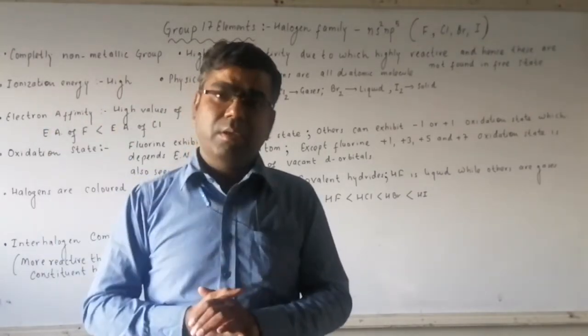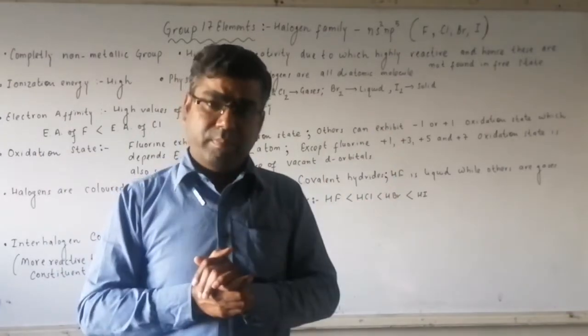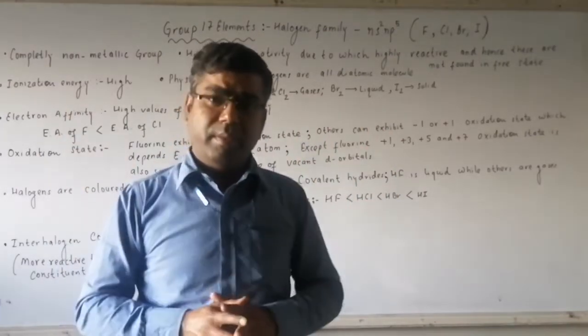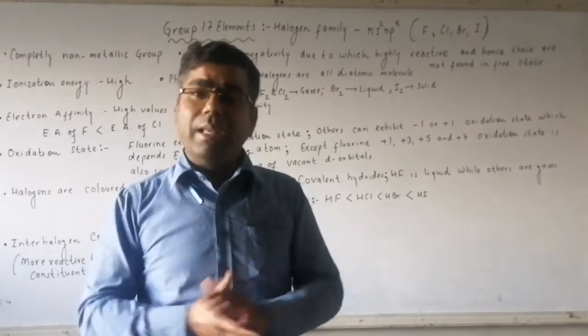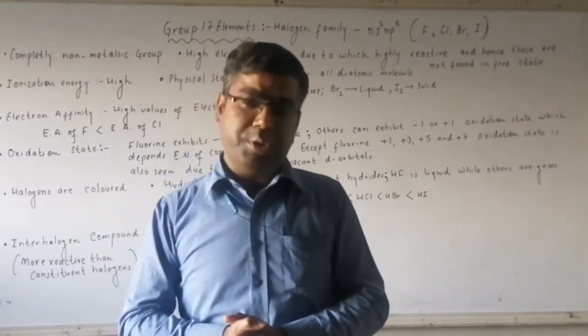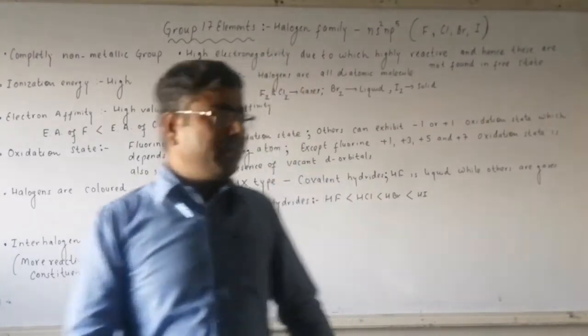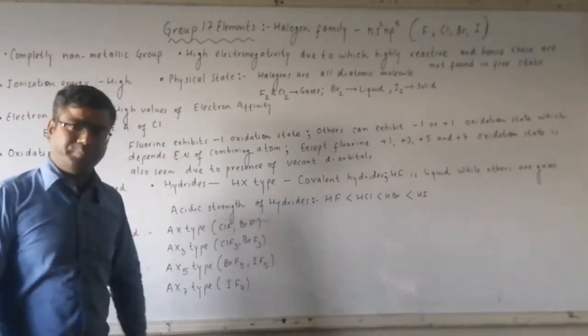The emitted light falls in the visible region. It belongs to the visible region. And that's why all halogens are colored in nature. Then comes your hydrides.